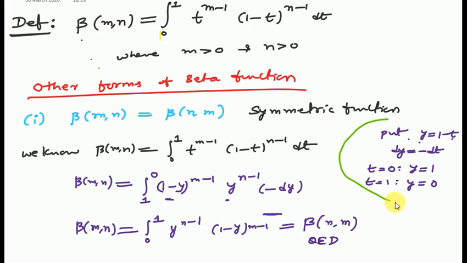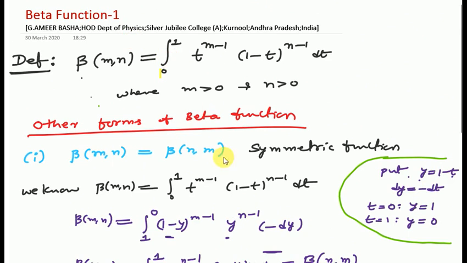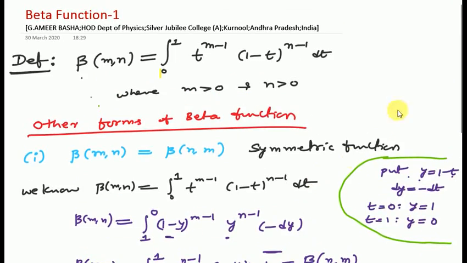So then we have limits 1 to 0 in place of t. Here y is equal to 1 minus t we have taken. Then t will be this side and y will be this side, 1 minus y. In place of 1 minus t there will be y. In place of dt there will be minus dy, and so on. Okay. So remember the definition of the beta function, and that the symmetric property is what we have proved. Okay. Thank you.